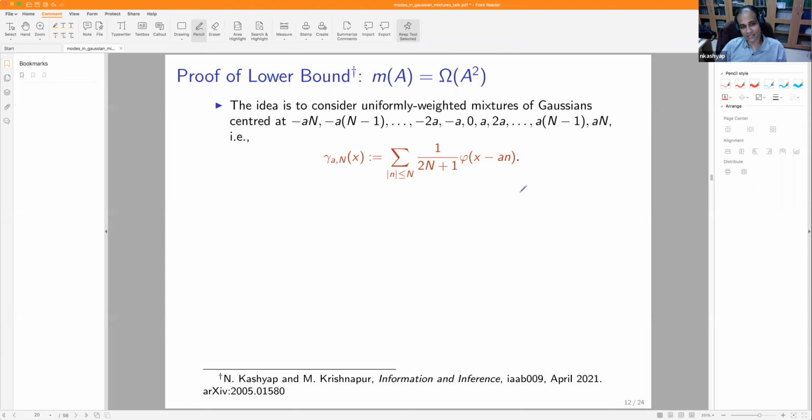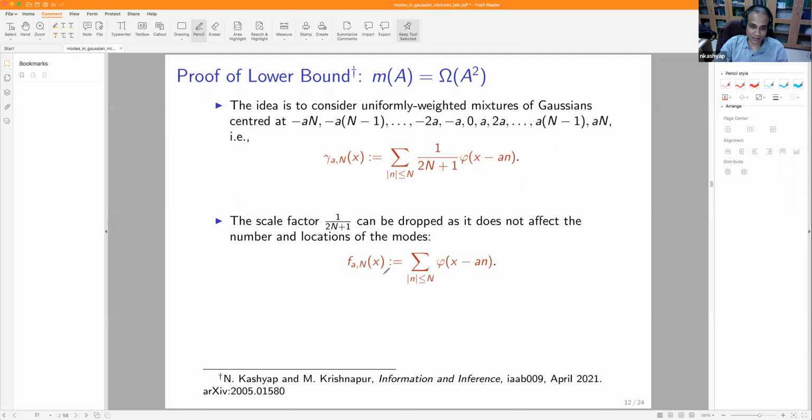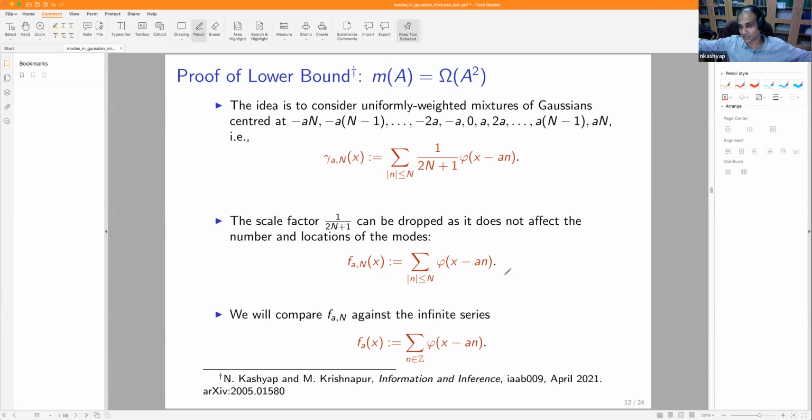But I'm only interested in finding the number of modes of such a mixture, how many modes this mixture has. So the scale factor is completely irrelevant to that question. I'm going to bump everything up or down, so I'm going to drop that scale factor. So I'm looking at now this unnormalized mixture of regularly spaced Gaussians. We will compare this against the infinite series, just a series of Gaussians, regularly spaced, but going on forever.